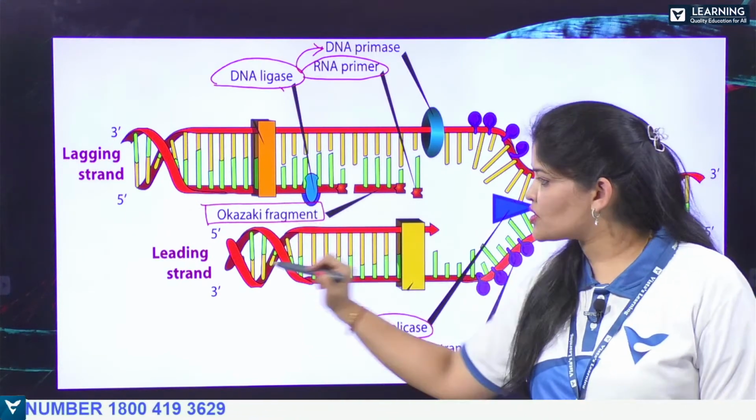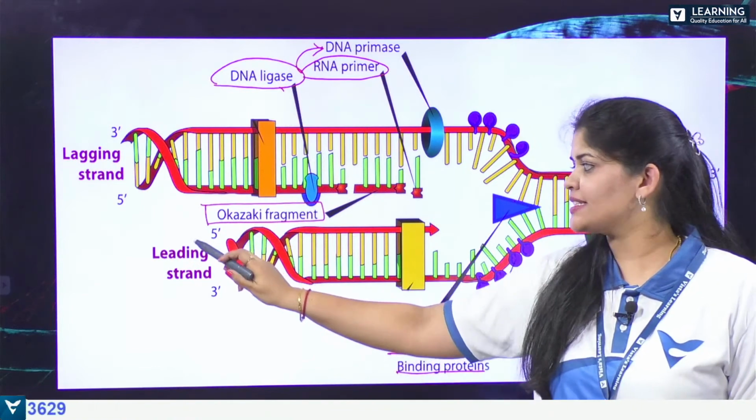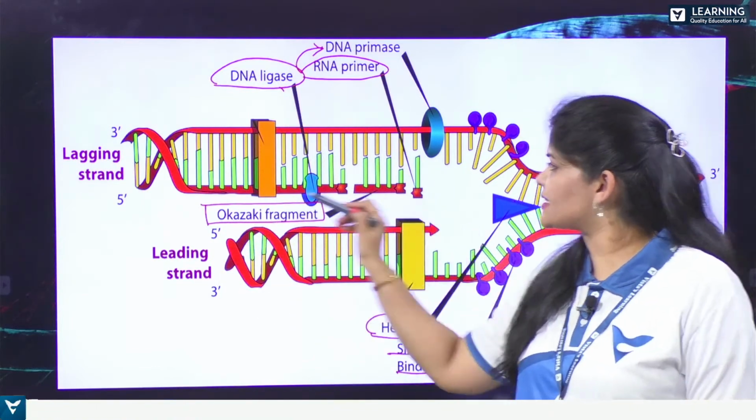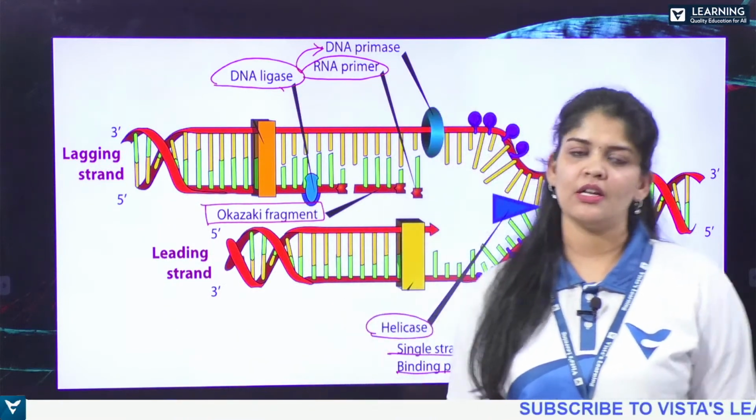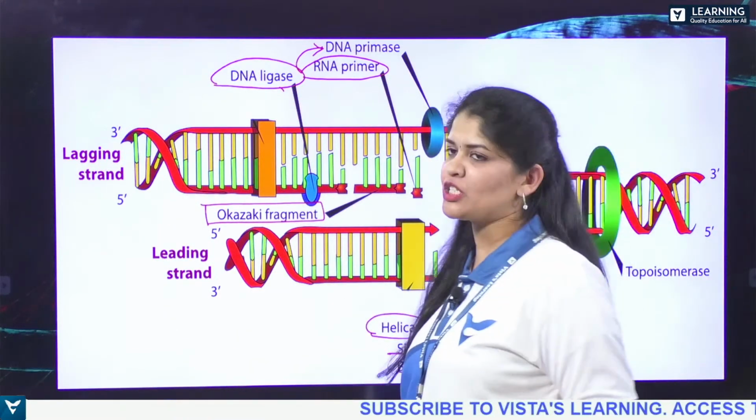And here is a continuous strand, which is otherwise called the leading strand. And here is a discontinuous strand, which is otherwise called the lagging strand. So this is all about a complete picture of DNA replication.